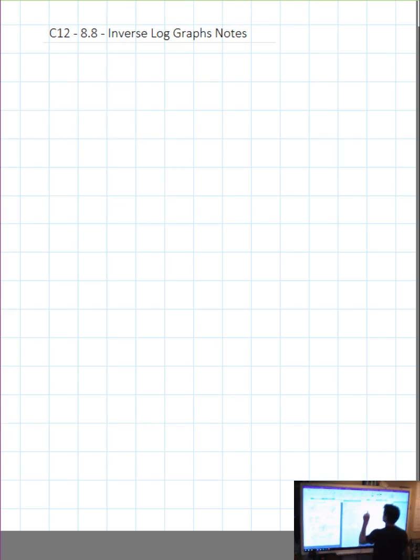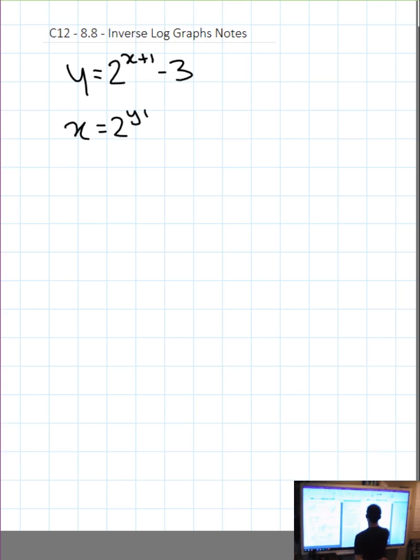Let's look at a little bit more difficult of an inverse question. y equals 2 to the exponent x plus 1, minus 3. So remember, the first method is switch x and y. Now there's no way I can go straight to changing this into log form. So we have to log both sides. But remember, we have to do our algebra before we log both sides. So I need to add 3 to both sides.